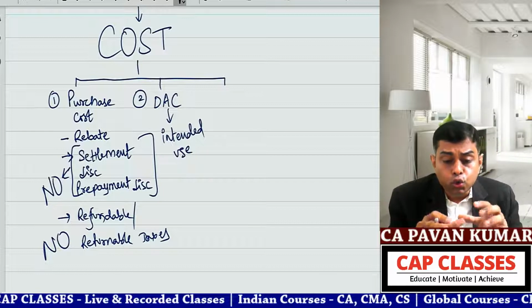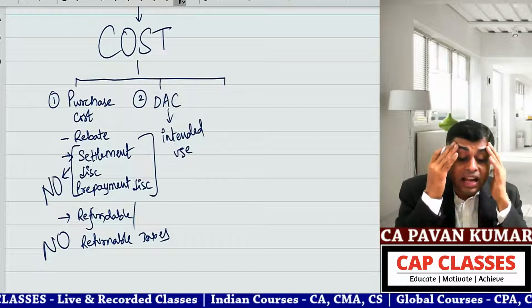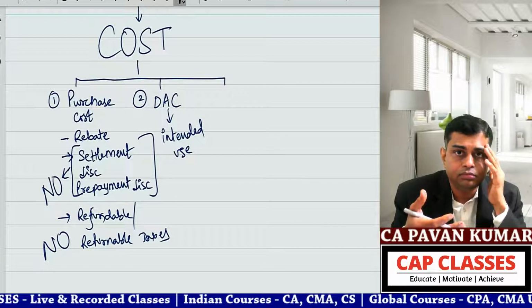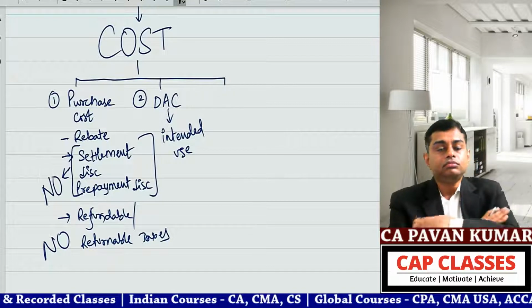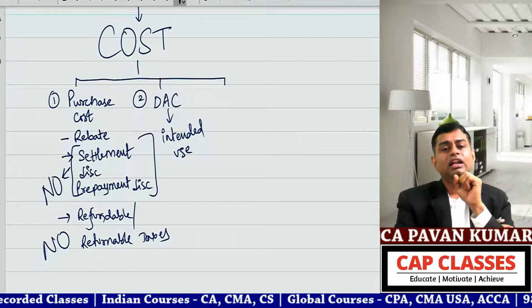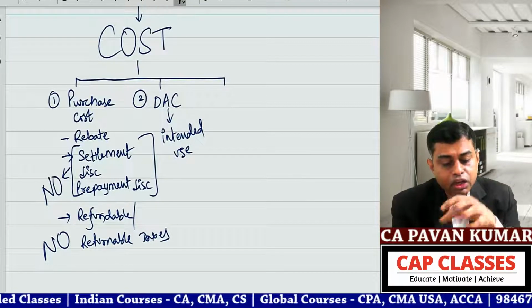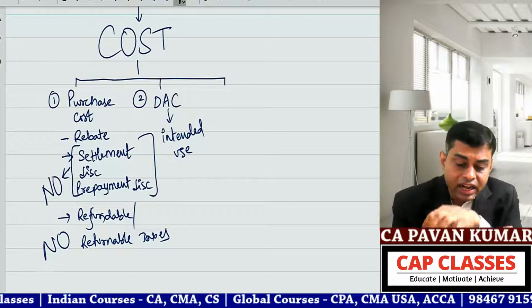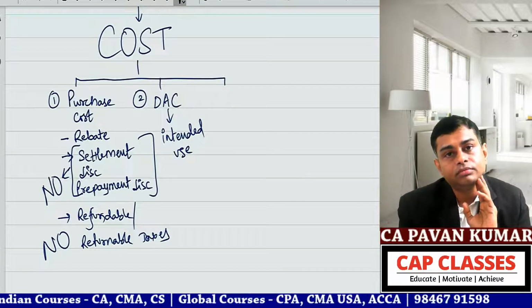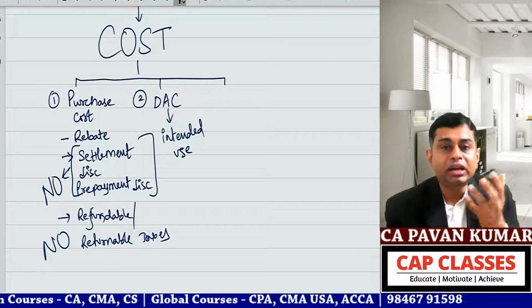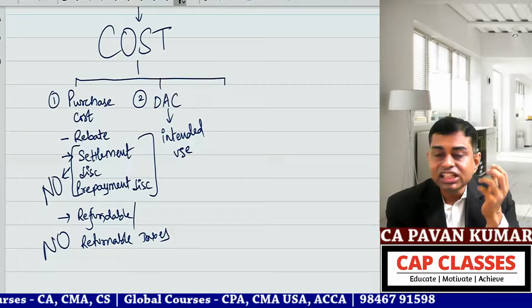Pavan sir, to use this as per my intended purpose, I need to spend this amount also, capitalize. These are called incidental expenses, to put the asset into its present location, condition and intended usage. For example, you purchased a building. The building is $2 million.